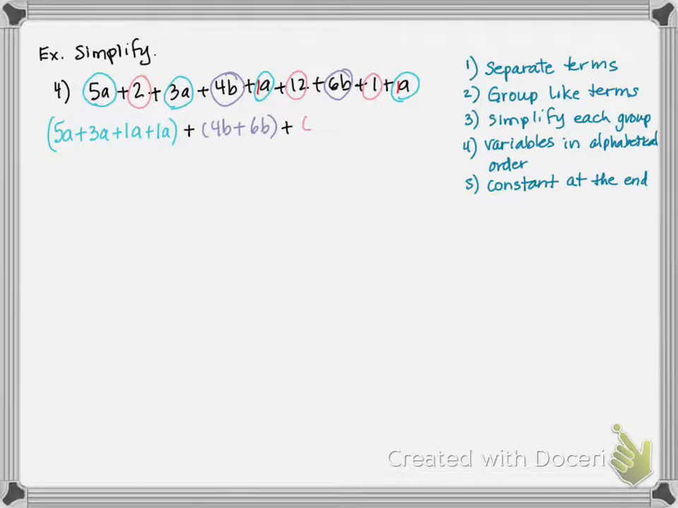So let's see, I see a 2, plus a 12, plus a 1. Okay, so remember what we're going to do. We're only going to do the math with the coefficients. So we're going to do 5 plus 3 plus 1 plus 1, and the A is going to be in the back.